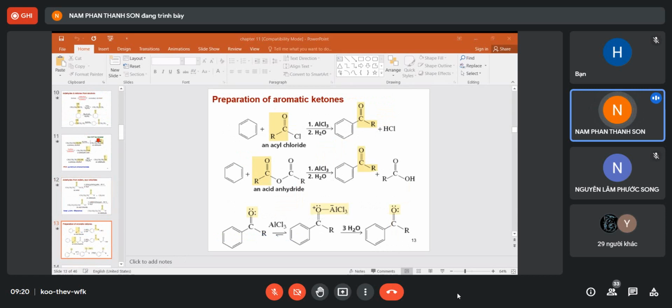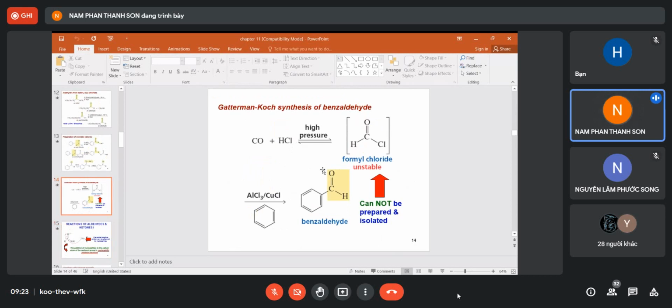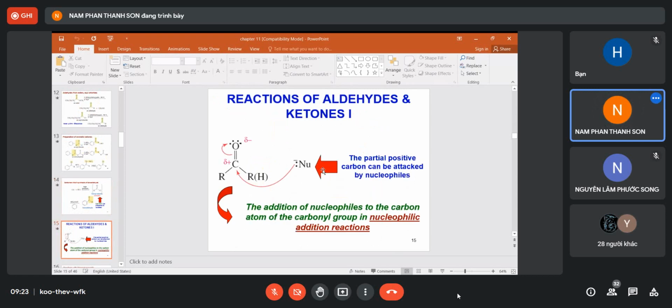We can make aromatic ketones by the Friedel-Crafts acylation reaction. There are two ways to carry out the Friedel-Crafts acylation reaction. We can use acyl chloride or anhydride, with a Lewis acid catalyst, and then we have aromatic ketones. Just ignore this reaction. Okay, that's how we make aldehydes and ketones.